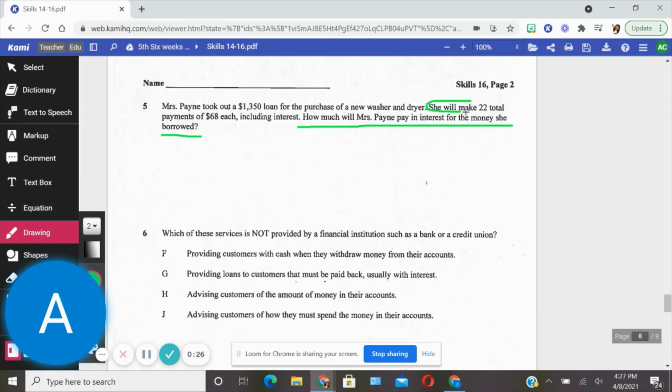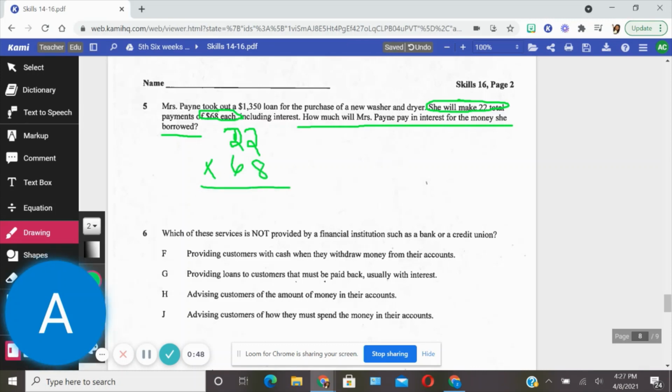We know she's going to make 22 total payments of $68 each. So we want to find out the total she will pay. We can do that by multiplying. We can multiply 22, and I'm going to multiply that by 68. Let's go ahead and do that.